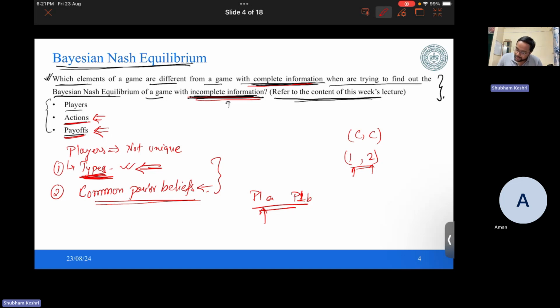Actions are also not uncertain. When you have players, there are common prior beliefs. Both have beliefs about what the other player's types are, and players have types, which are unknown to the other player. All right. So these are the different elements in a Bayesian Nash Equilibrium game, and this is what the professor had discussed in this week's lecture.